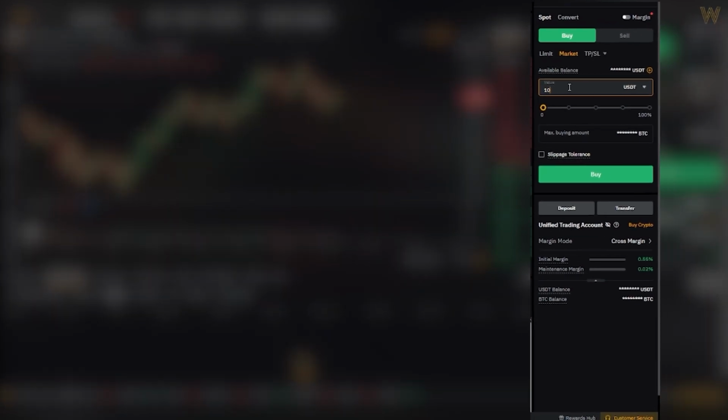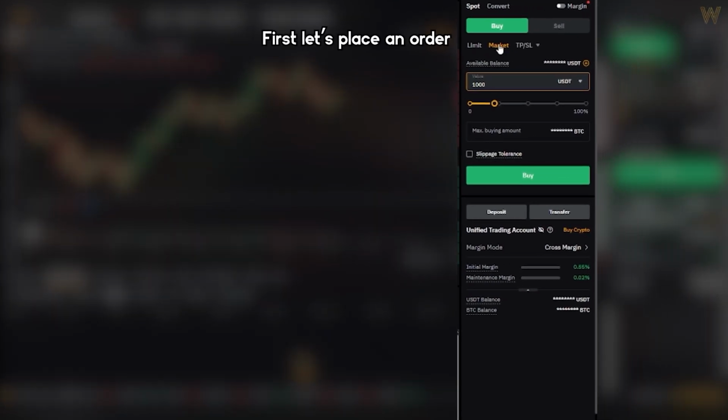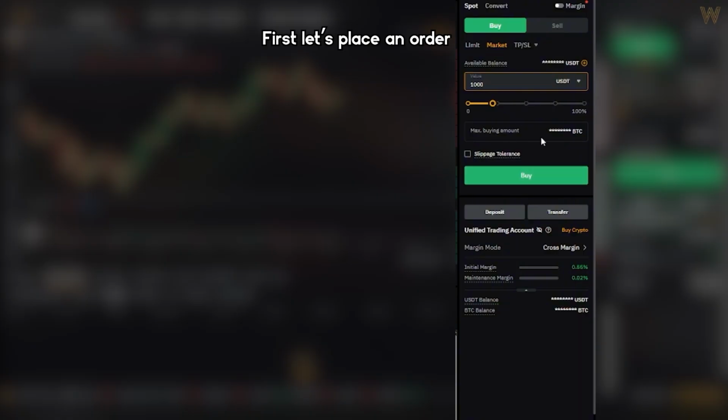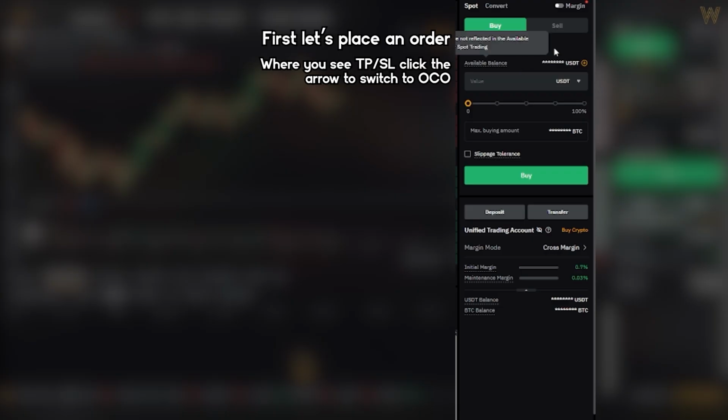Let's do a trade example. First, let's buy $1,000 of Bitcoin at market, like we have discussed in a previous video about how market orders work. It's fairly easy. Now that the market order has been filled, we go to sell because we want to use an OCO order to sell our Bitcoin either in profit, or at a loss in case a certain price is triggered.